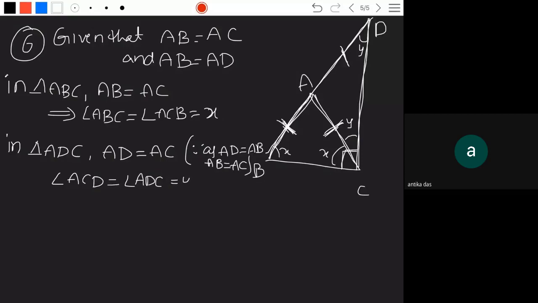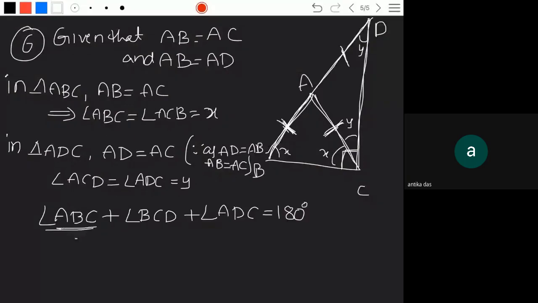So now both I have considered. These three angles, whenever you add, what do you get here? Angle ABC plus angle BCD plus angle ADC, the sum will be equal to 180 degrees. ABC is nothing but x, BCD is nothing but x plus y, and ADC is nothing but y. So from this you are going to get 2 times of x plus y is equal to 180 degrees.